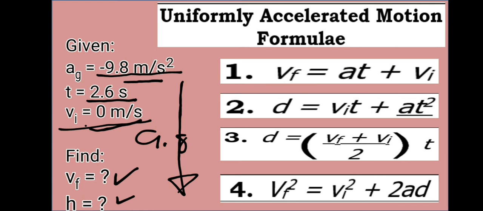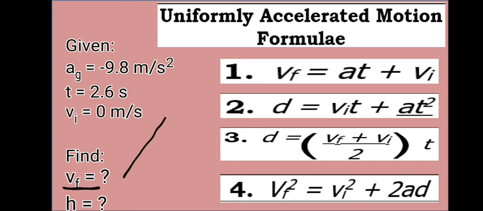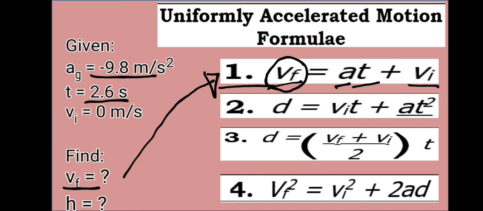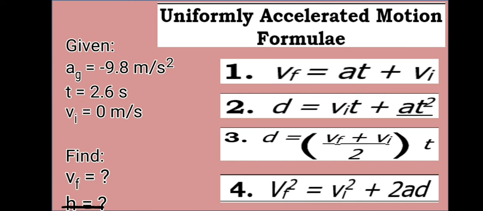To make the video short, when we look for Vf, automatically the formula that we need to use is number 1, because it has the unknown variable Vf, and then we have the a, acceleration, we have the t, 2.6, and we have the Vi, 0. So complete Vi. The Vf that is unknown can be solved using this formula number 1. What about the h or the d, the height of the building? Again, to make the video short, the formula that we are going to use is d is equal to Vi t plus 1/2 a t squared, or Vi t plus a t squared divided by 2.